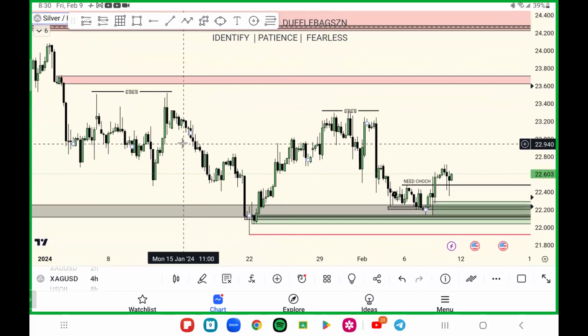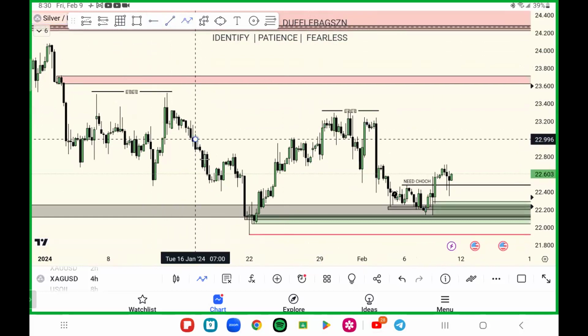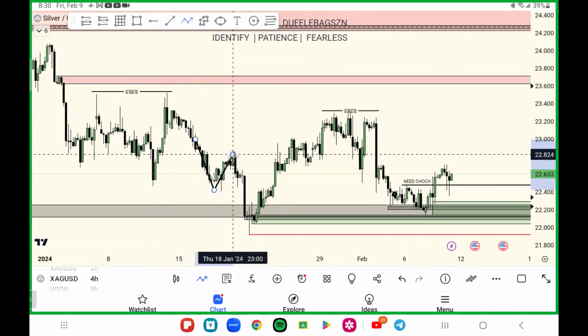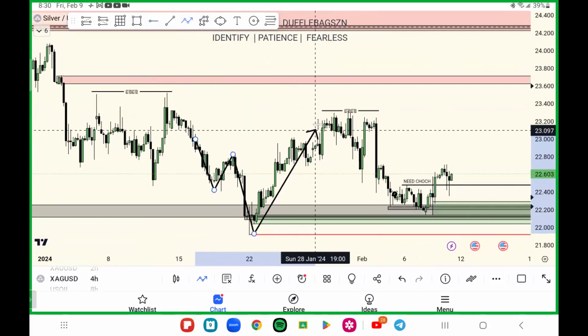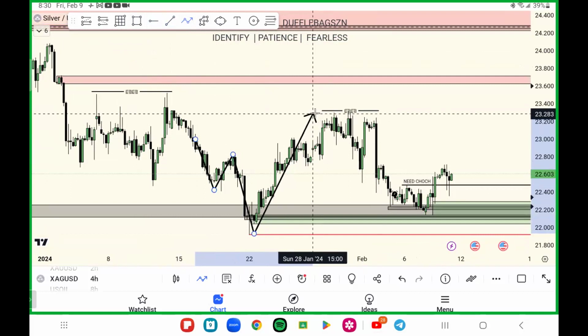Now, I'm focused on this right here. Notice how we drop down, pull back, we hit this zone, and then we break above, right? Guys, what did I tell you at the beginning of the call?